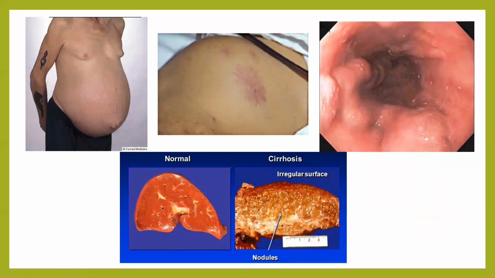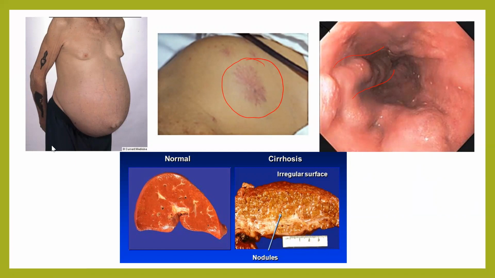Now in this slide, it's just a few pictures that are seen in people who have liver cirrhosis or chronic liver disease. Here is what I was talking about when I said esophageal varices. And this is something we call spider angiomata. It's one of those things that you rarely see, but you can sometimes see it in people who have cirrhosis.